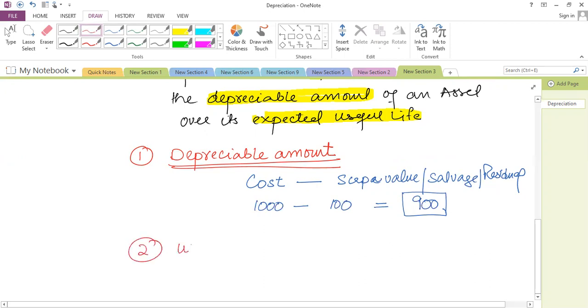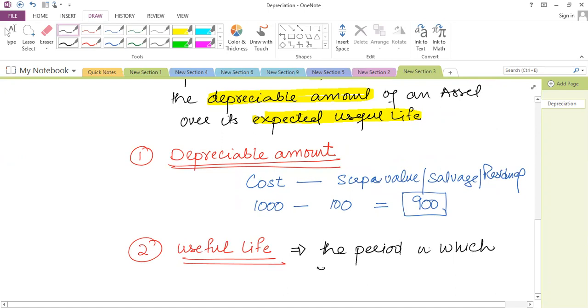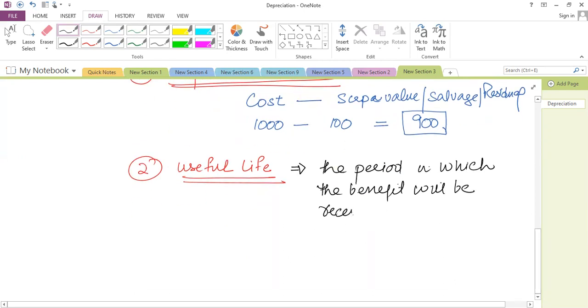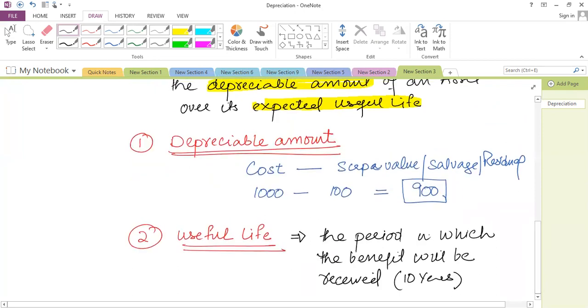Now the depreciable amount is to be spread over the expected useful life. The useful life is always expected. The expected useful life means the period in which you will get the economic benefit. So suppose you estimate the life to be 10 years at the time of initial recognition, then you have to spread this 900 depreciable amount over 10 years.